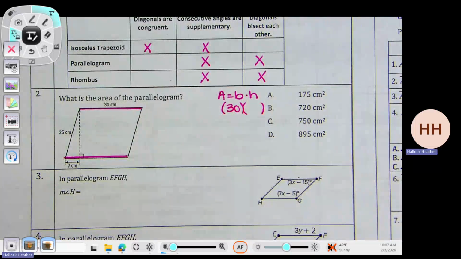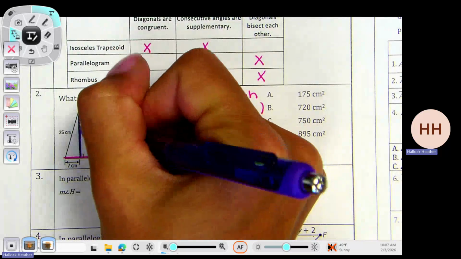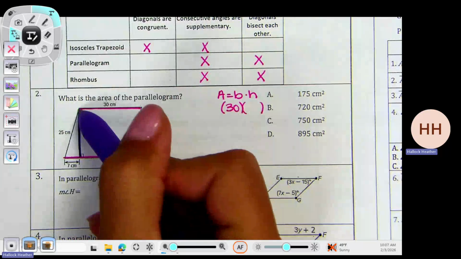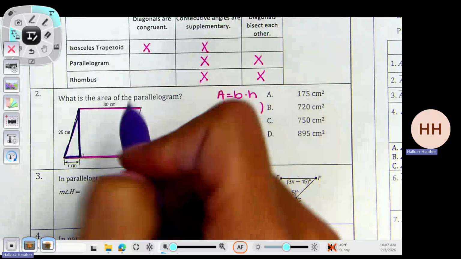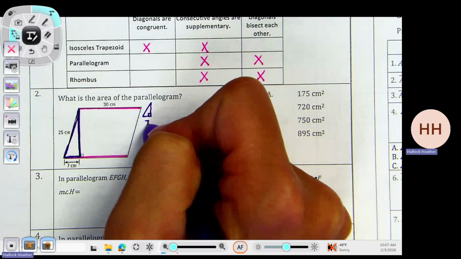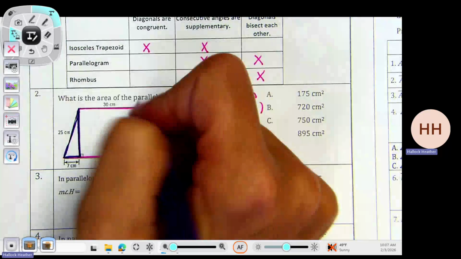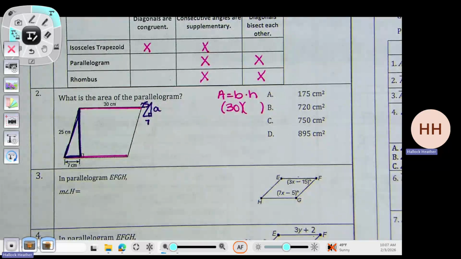The height we need to find. The height is the straight up height, like when you go to the doctor. You need to know the vertical height, not the slant height. But we have a right triangle, so we're going to do the Pythagorean theorem. I have a little baby right triangle. The base of it is 7. The hypotenuse is 25. We're going to find a, and that'll be our height.